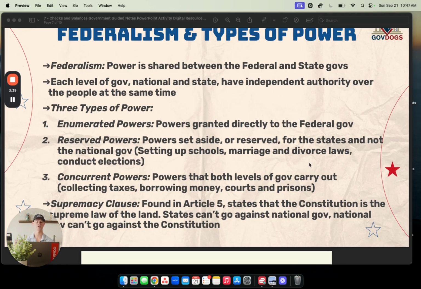The Supremacy Clause, which is in Article 6, states that the Constitution is the supreme law of the land. States can't go against the Constitution, can't go against the national government, and the national government can't go against the Constitution. So the Supremacy Clause is very, very important. What it says is the Constitution is the highest law of the land, then you have your federal government, and then you have your state government. Nothing can violate the Constitution, states can't violate the federal government, and then you have your state governments.